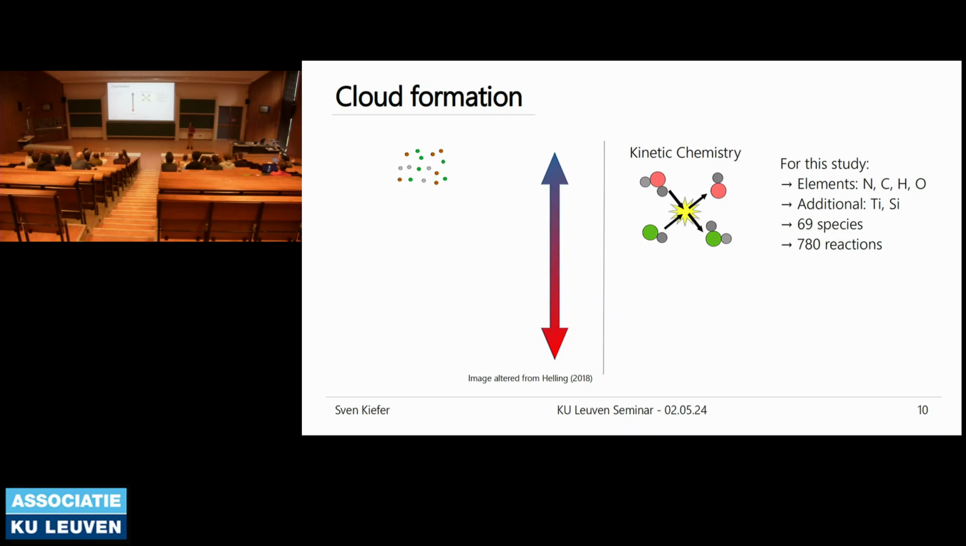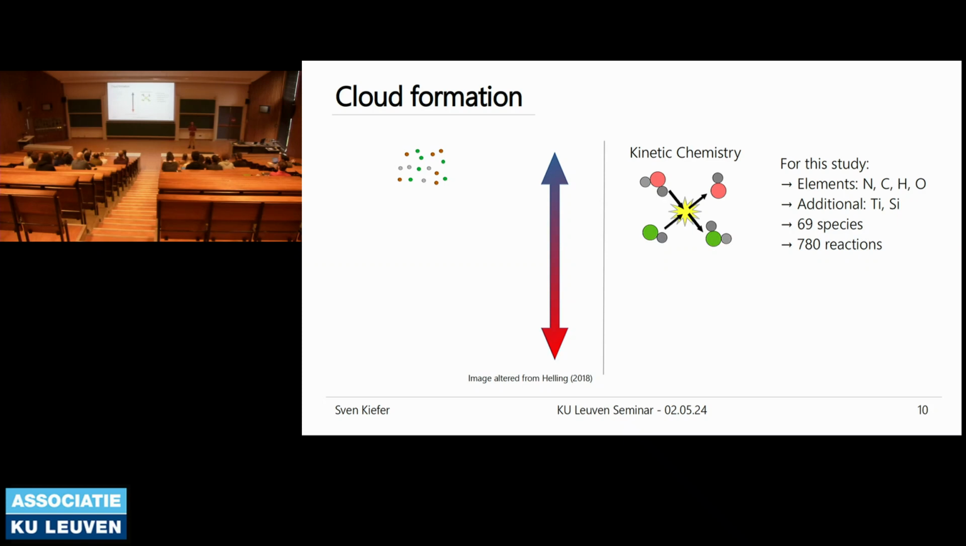So what we first have, if we have such an atmosphere, what we did model is the gas phase chemistry. And in this work, for the first part that I'm showing you, we did consider a simple chemical kinetics network where we have N, C, H, and O, and in total 69 species and 780 reactions that we consider there. In addition to that, we added basically titanium and silicate reactions, because those, as you will see later, are important for the cloud formation in exoplanets. So this gives us basically the gas phase, the basics that we have.